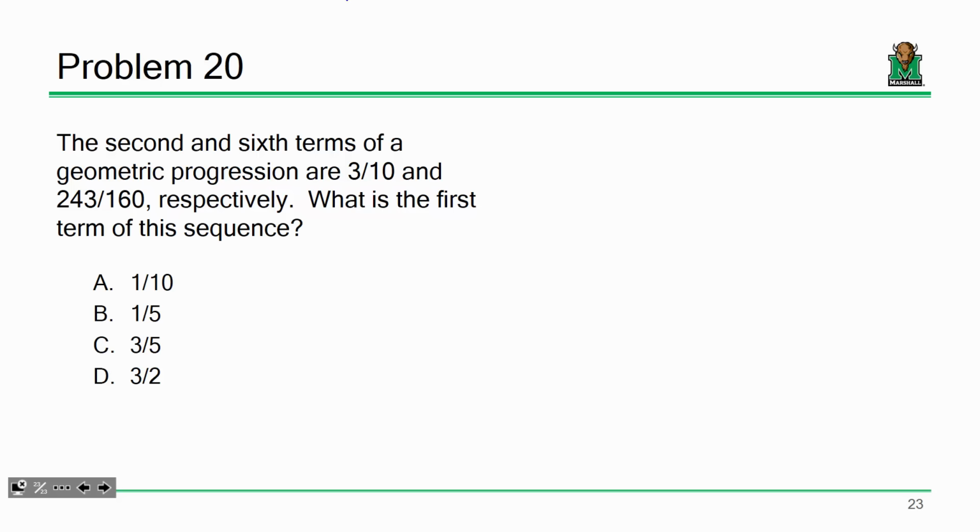All right. The second and sixth terms of a geometric progression are 3/10 and 243 over 160 respectively. What is the first term of this sequence? All right. Let's remember the difference between an arithmetic progression and a geometric progression. Now, what is an arithmetic progression? So, arithmetic, what's that?